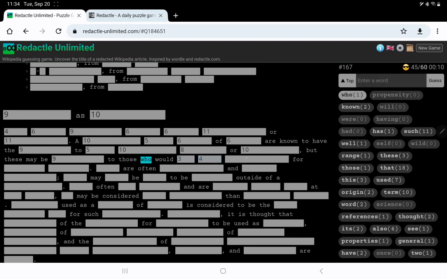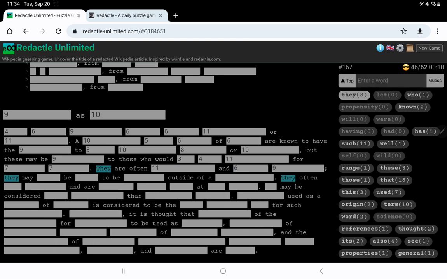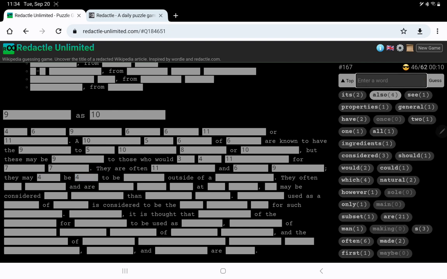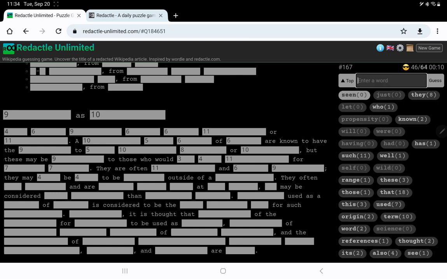Are known to have the something to 5, 10, 8, or 10, but these may be 9 to those who would? Yeah, to those who would. 3, 4, let. Those who would 3, 4, 11. They are often 11 and 6, 9. They may also, no, they may just be seen. Oh, I'm getting quite a few misses on these words.